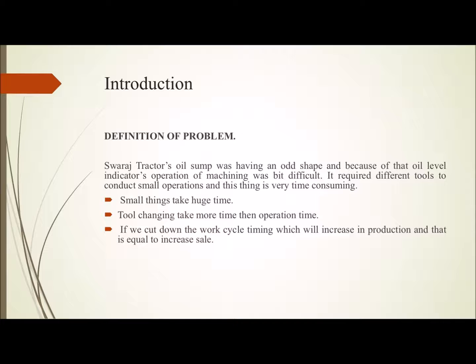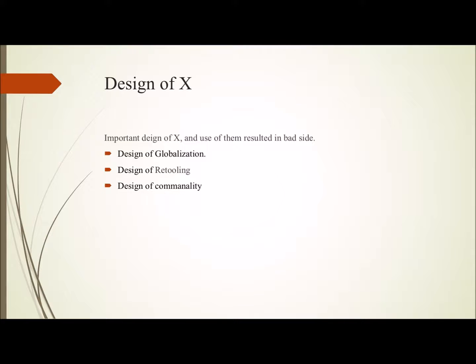A lot of operations are difficult. The operations are small but very difficult, because the main problem was that small things used to take a large time. Tool change used to take more than the operation time. And if you could bring down the cycle time, it will increase the production, and that is equal to an increase in sales of the company. That will increase the revenue of the company.